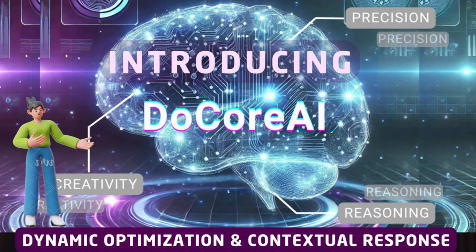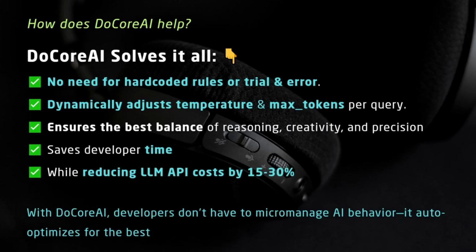Introducing DoCoreAI, an open-source intelligence profiler that dynamically adjusts reasoning, creativity, precision, and temperature, all in a single step. Tired of endless tweaking and unpredictable AI responses? Yeah, we were too. That's why DoCoreAI does all the heavy lifting for you. No more hard-coded rules, no more trial and error. Instead, DoCoreAI dynamically adjusts temperature and max tokens for every query, on the fly. It ensures the perfect balance of reasoning, creativity, and precision, without you lifting a finger. Less time tweaking, lower API costs, smarter AI, automatically. Welcome to the future of AI prompt optimization.